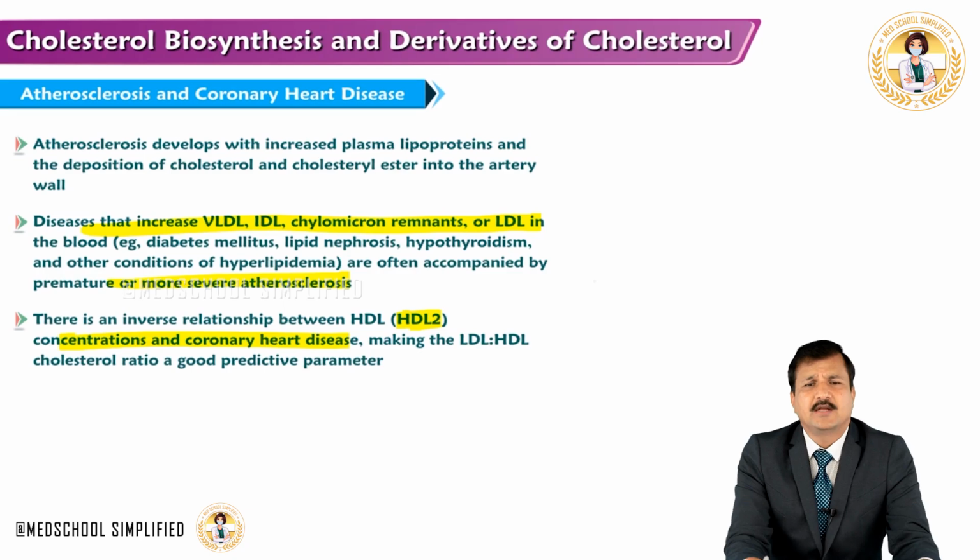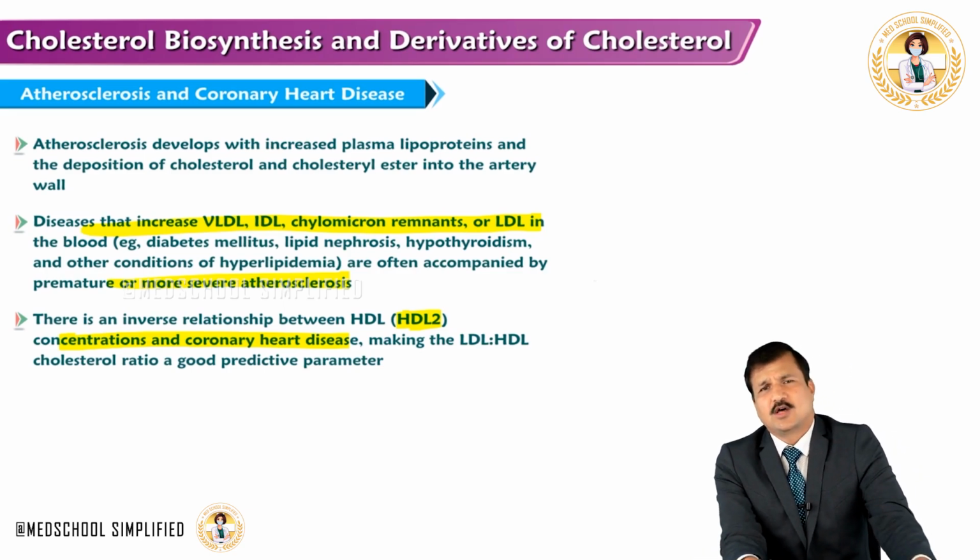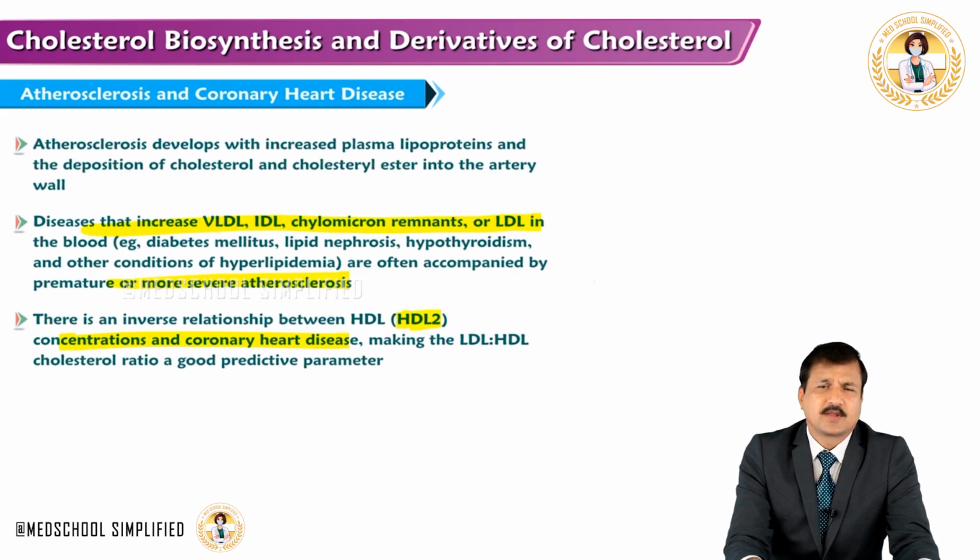That means higher HDL and lower incidence of coronary artery disease, because HDL is the one which will carry cholesterol from the peripheral tissues to the liver. And this makes the LDL to HDL cholesterol ratio a good predictive parameter to detect coronary artery disease.